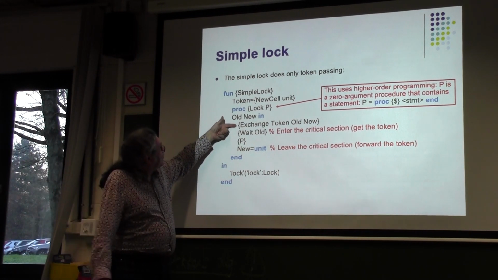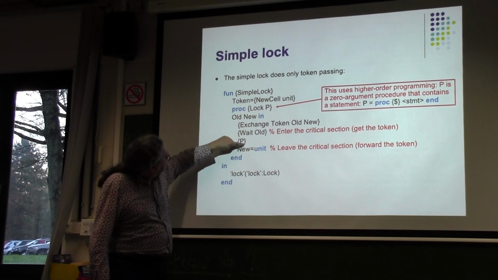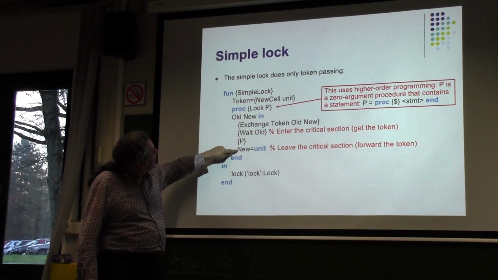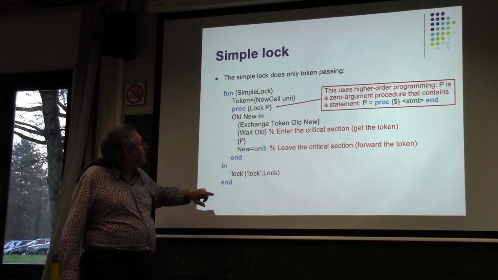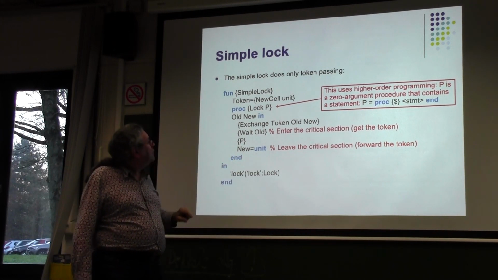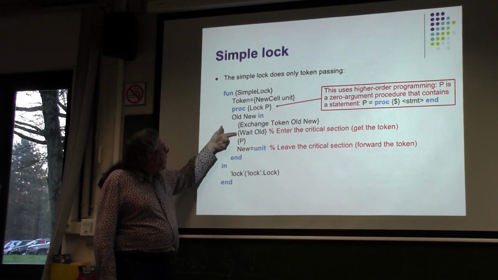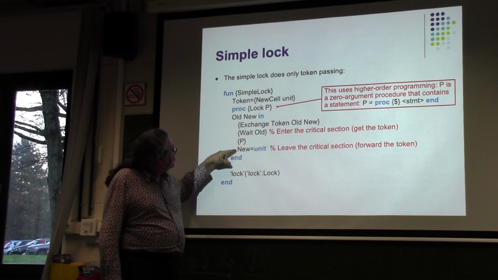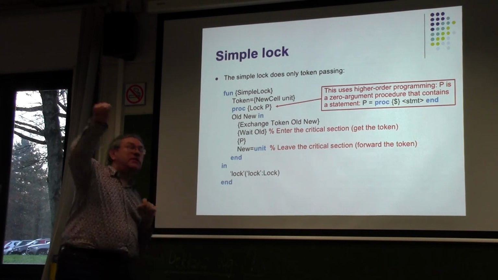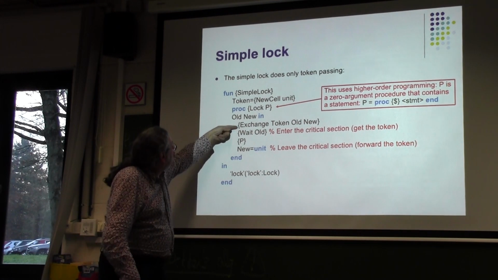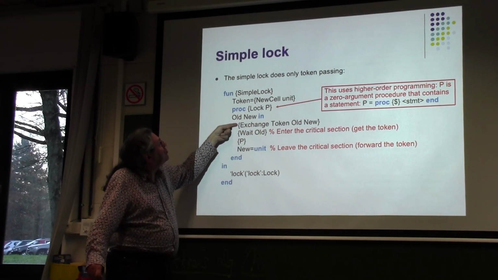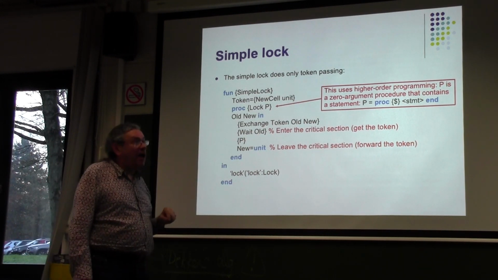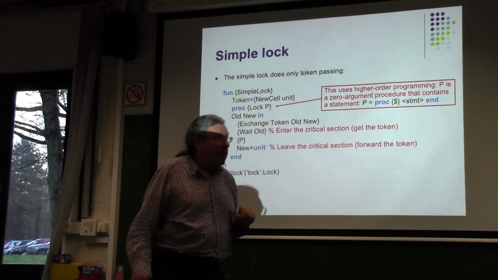And here's how it works. So here is the statement, and it's surrounded by these two operations. Wait old and new equal unit. So wait old is waiting for the token, and new unit is giving the token to the next guy. And exchange is how the token is managed. So it's like people waiting in line, okay? And I think it's good to make a picture of how it works.